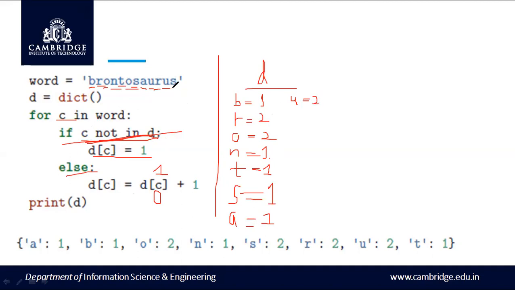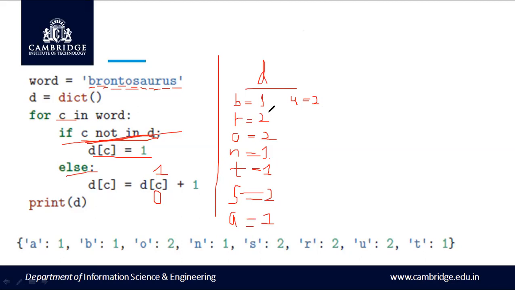So the next, last character is S. So S is also present previously in the dictionary. So this becomes false. It comes to the else part. So the previous value of S was 1. So it will be incremented by 1. So now this will be the final output of this program.